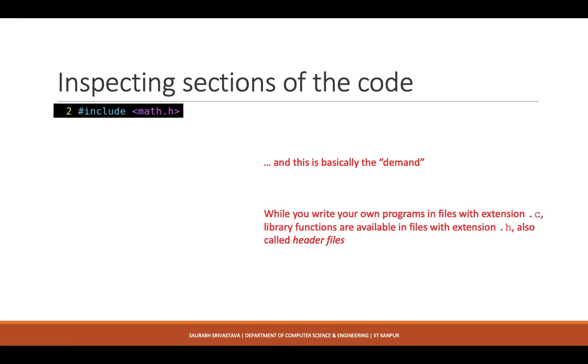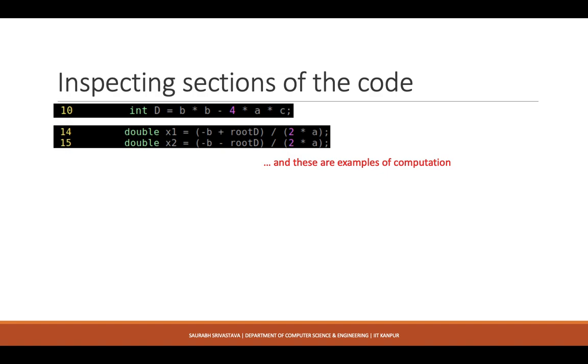Whenever you create your own programs, the file extension is .c, but if you want to use someone else's procedures, they will most probably be defined in a file that ends with the extension .h. These .h files are also known as header files, and usually one header file will have multiple library functions. Not just sqrt, but math.h has many other functions as well that you can use.